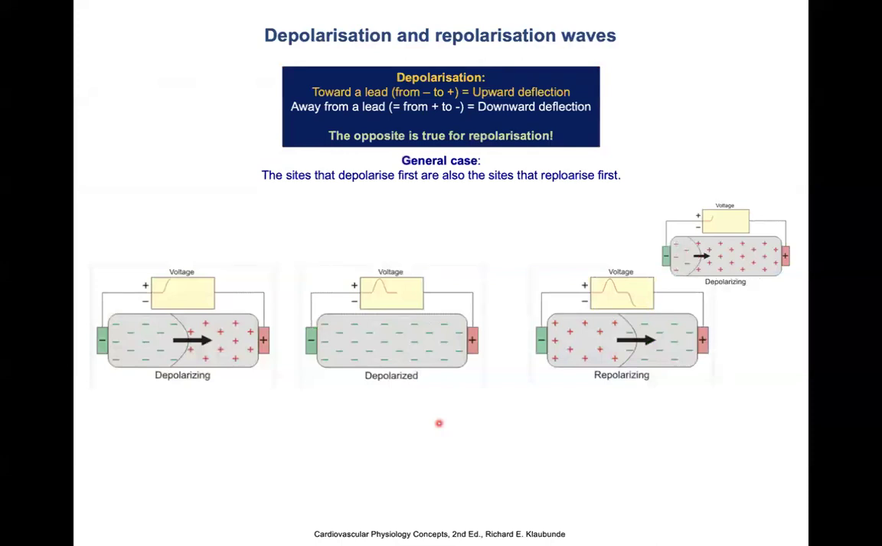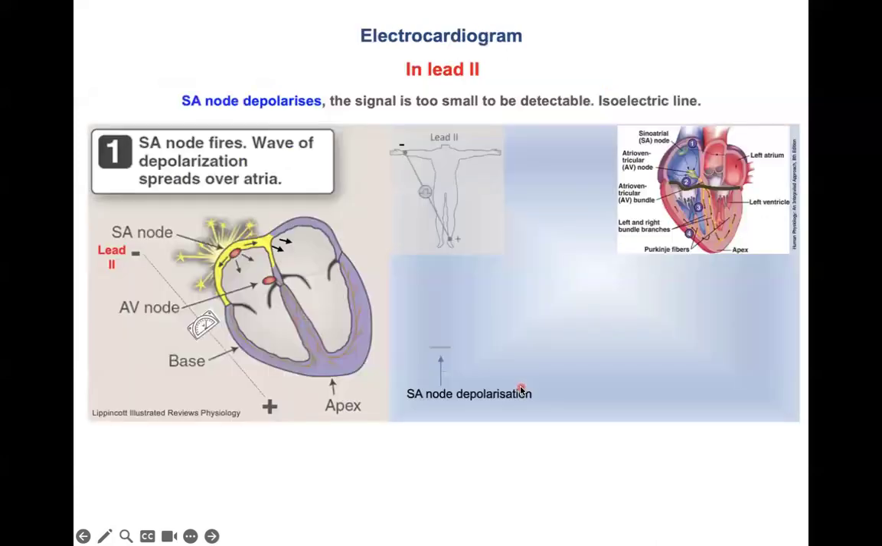Before, a quick recap. Always remember this rule: depolarization and repolarization waves. This rule is very helpful to understand, always, to memorize. Depolarization wave from minus electrode to plus electrode, upward deflection. Depolarization wave from plus electrode to minus electrode, negative deflection. And the opposite is true for repolarization. So now we have lead 2 according to Einthoven.